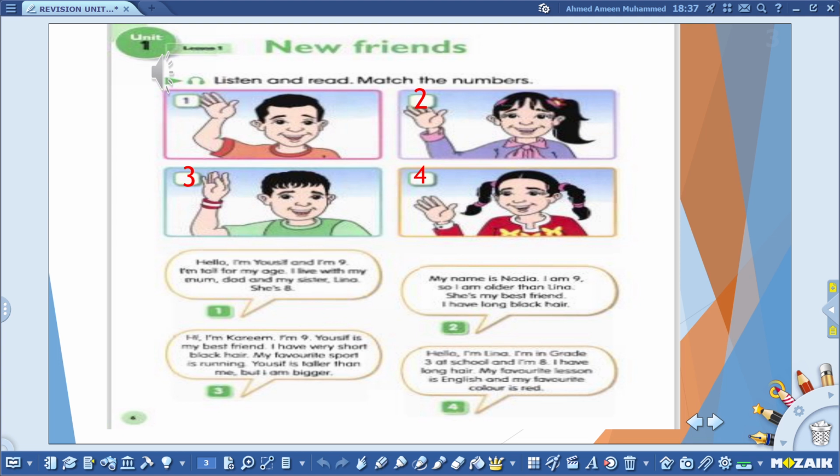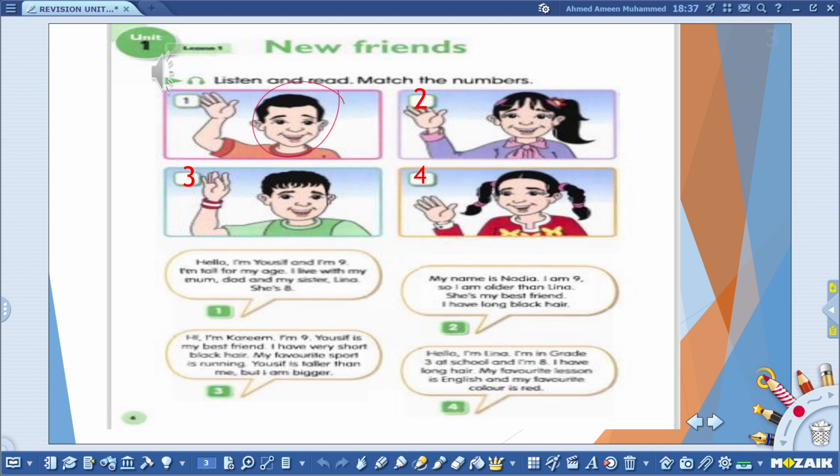Hello, I'm Yusuf and I'm nine. I'm tall for my age. I live with my mom, dad, and my sister, Lena. His sister is Lena. She's eight. With my mom and dad, and my sister, Lena. So, this is Yusuf.